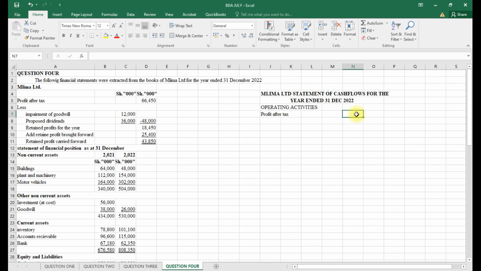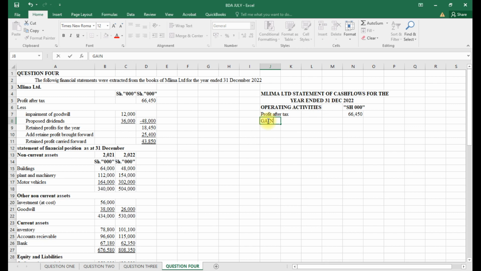Profit after tax, and they are shillings in thousands. So the profit after tax, we had it here. Then we do some adjustments.